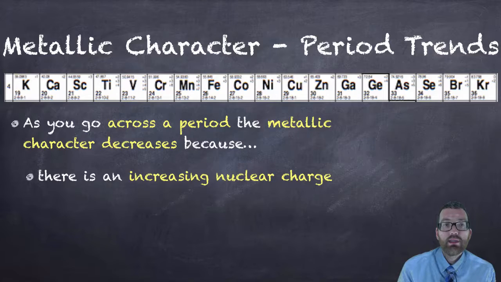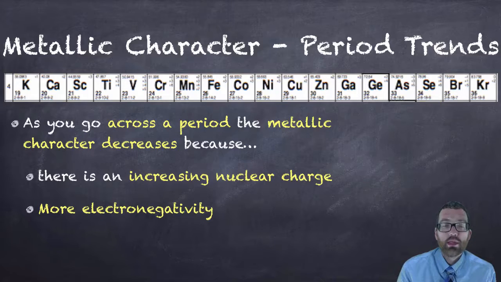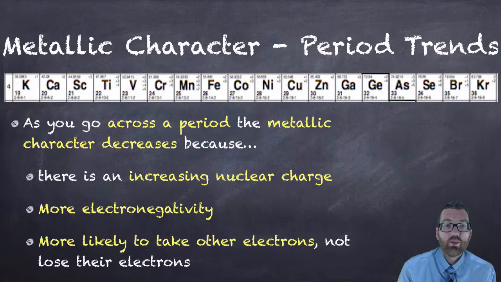The reason is, as you move to the right, there's an increase in nuclear charge. The greater nuclear charge you have, the more electronegativity you'll have. Also, the more likely you are to take electrons and not lose electrons, which is what we're judging metallic character by.